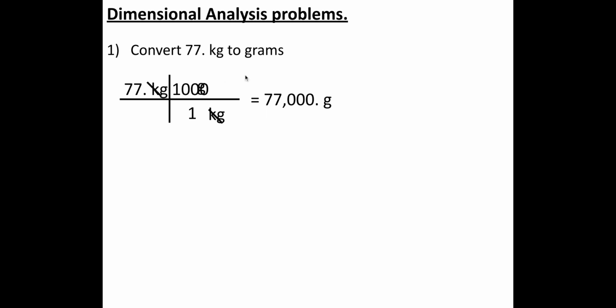Now you multiply all the numbers at the top. 77 times 1,000, that's what gives you 77,000. And you can put that in scientific notation, right? You can put that in scientific notation based on what you've learned. It will be 7.7 times 10 to the 4.